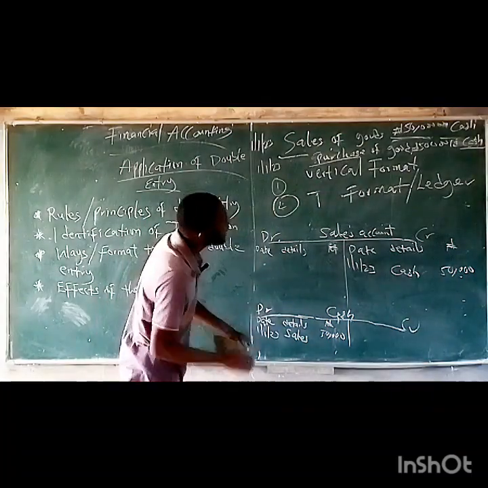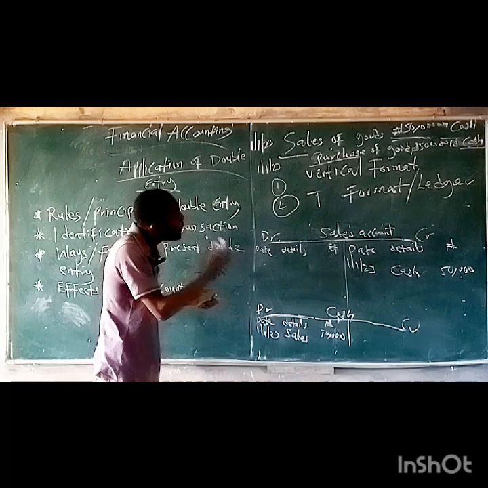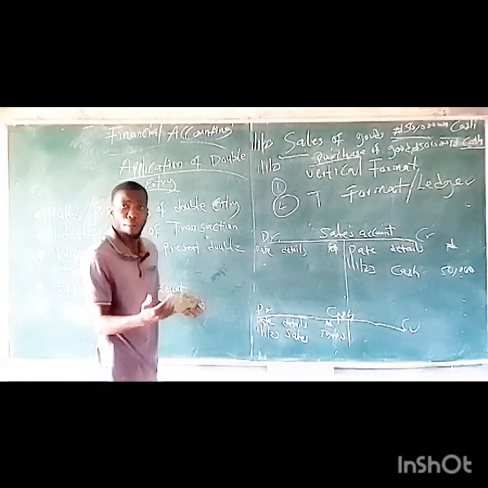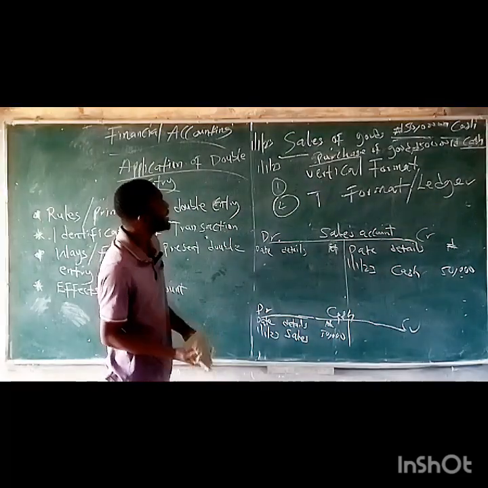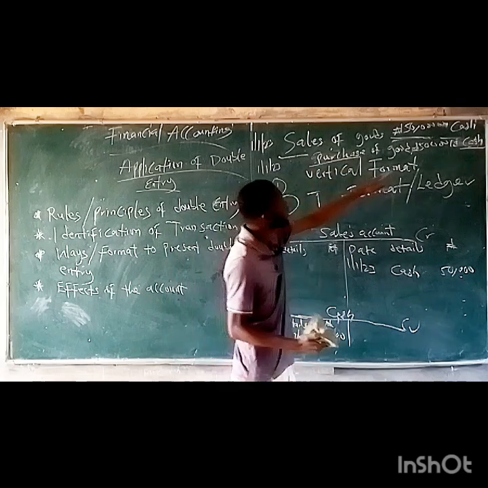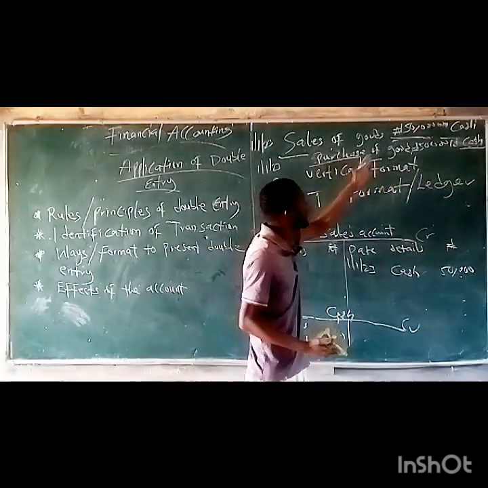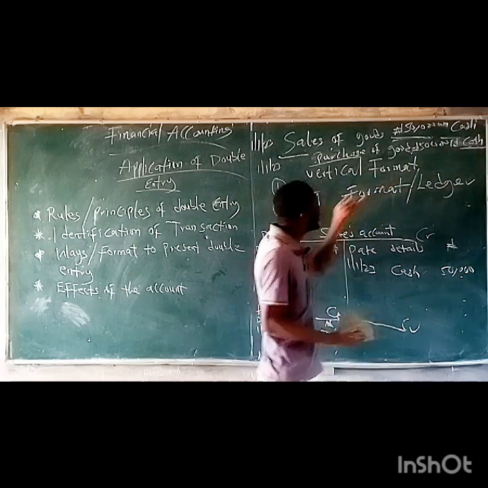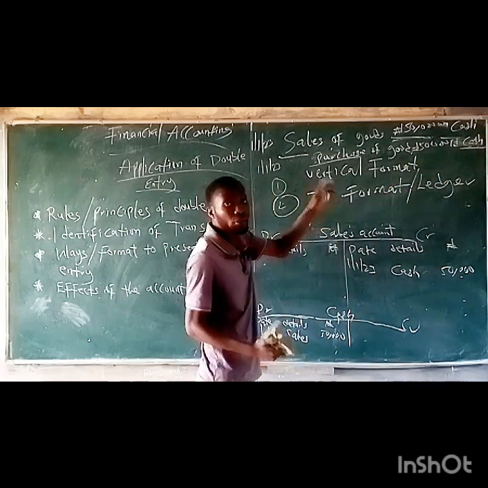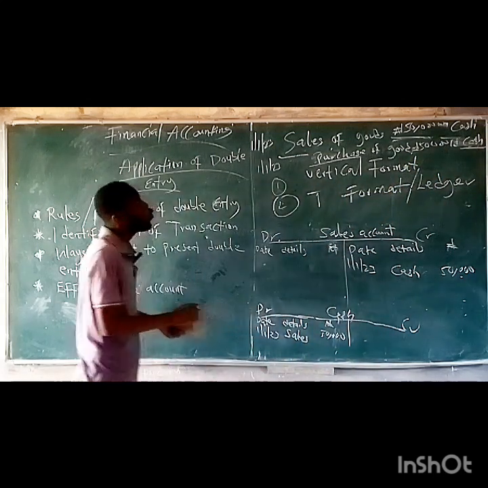Now the next thing is who am I to debit? Who am I to credit? In this case, purchase of goods in cash, we already know that this is a cash transaction. Purchase of goods, 50,000 in cash. It means that we need to debit one and we need to credit one. Now, who am I to debit? Who am I to credit?